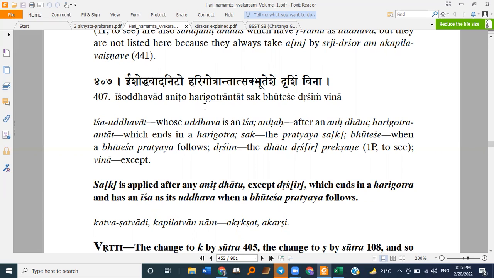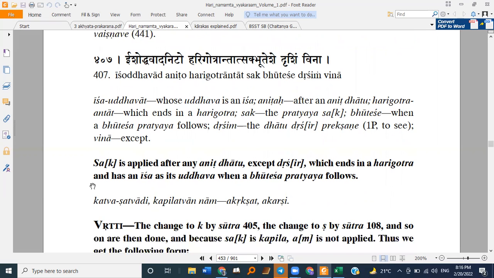The first one today. Krish, sprish, marish, drip, sripa, silva. That C is optionally applied after all these dhatus mentioned, and Krish is one of them. So now we'll do the paksha where we want to insert C. So Ishuddhavadanito harigotrantat sak bhuteshe drishim vina. That sak is applied after any anit dhatu except drishir, which ends in harigotra and has an isha as its uddhava when a bhutesh pratyaya follows.